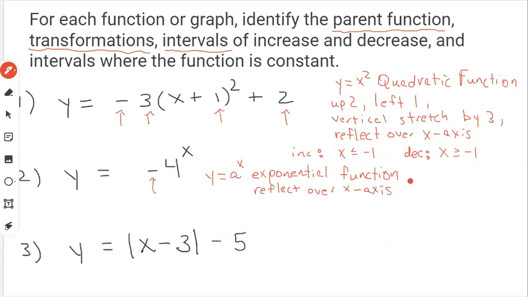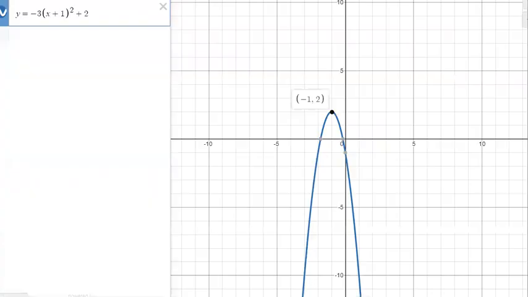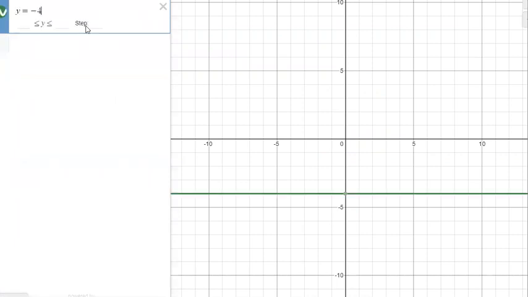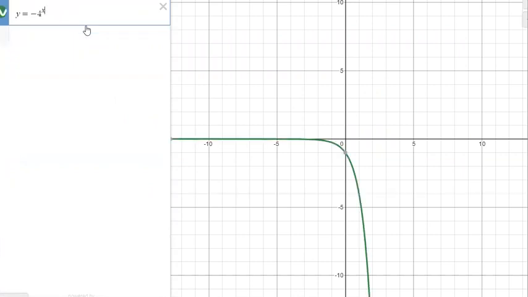So let's take a look at this graph. Let's graph it, and let's see if we can identify the intervals of increasing and decreasing. So moving over to Desmos, I'm just going to type in y equals -4 to the x power. There we go. And we get this green function.